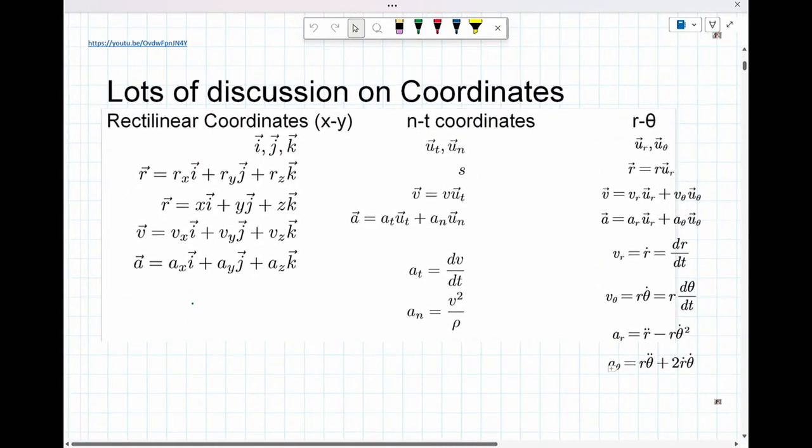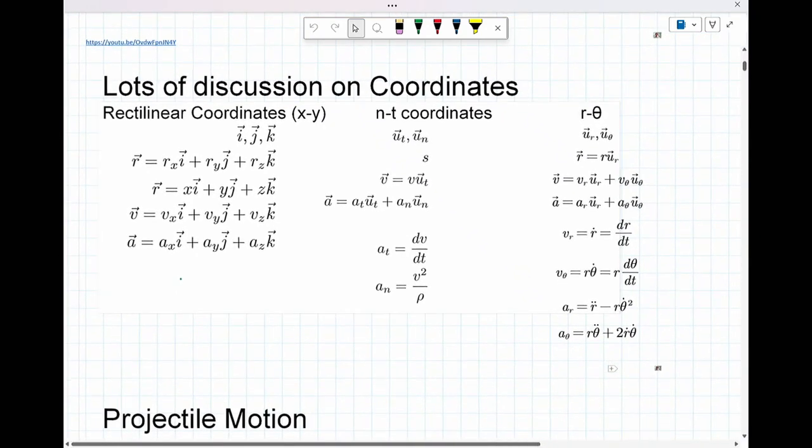Now this one uses a slightly older version of the unit vectors, which I don't know why. U is E in these equations, but you have done enough in terms of coordinate systems, i, j, and k. R is equal to Rx i, Ry j, Rz k, and you can write it as x, y, and z, but also as vx, vy, vz for v, and ax, ay for a.